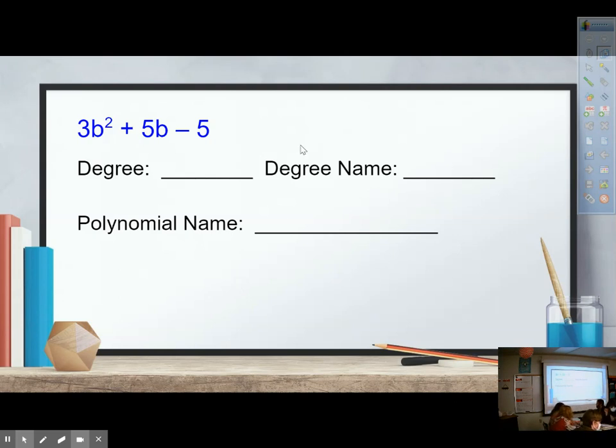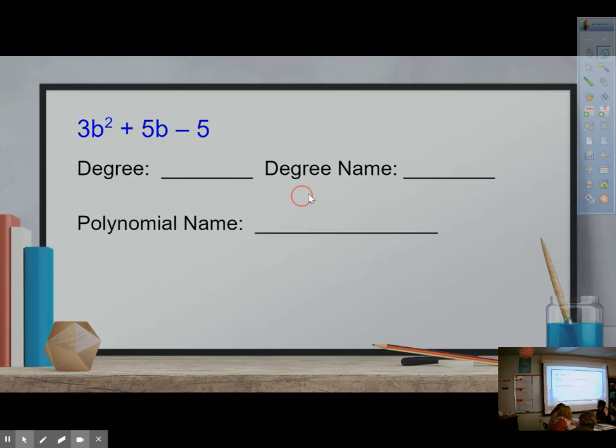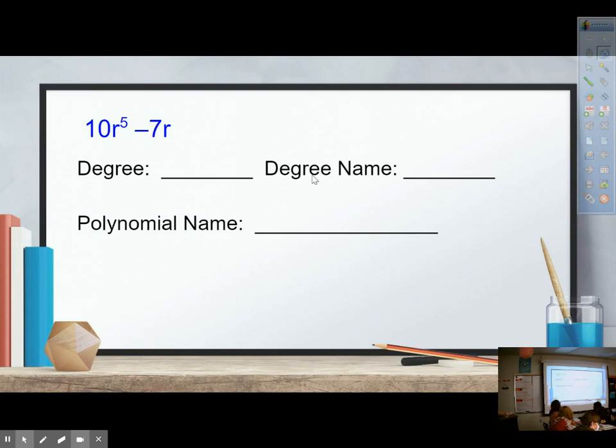All right, so here's the one you need to do with your partner. 10r to the 5th power minus 7r. So work that out with your partner.